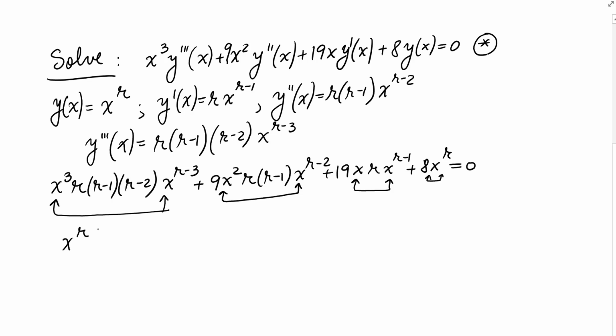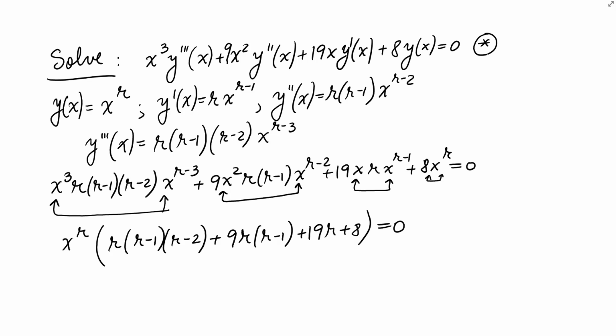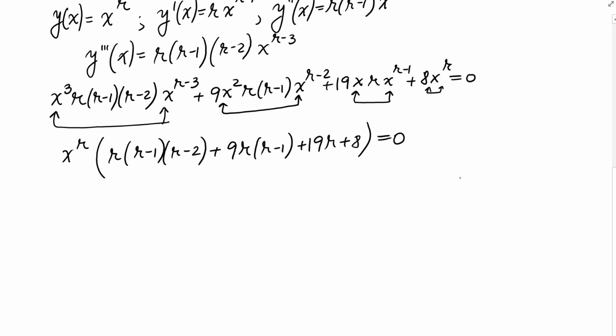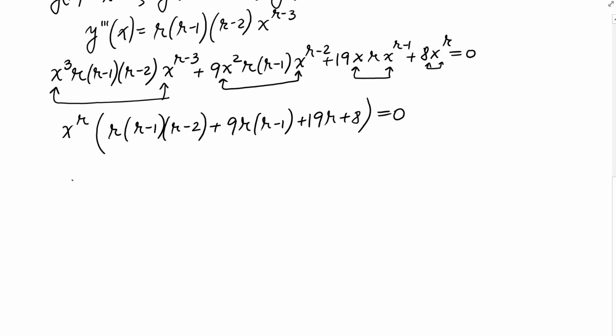If we factor out x to the r, we obtain x to the r times r times r minus 1 times r minus 2 plus 9r times r minus 1 plus 19r plus 8. So if we set x to the r equal to 0, we are going to get x equals 0, which is going to give us y of x equals 0, which is the trivial solution.